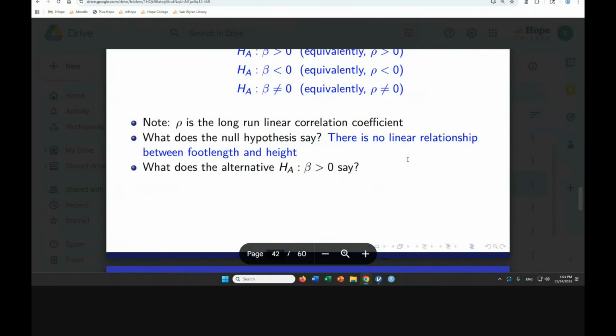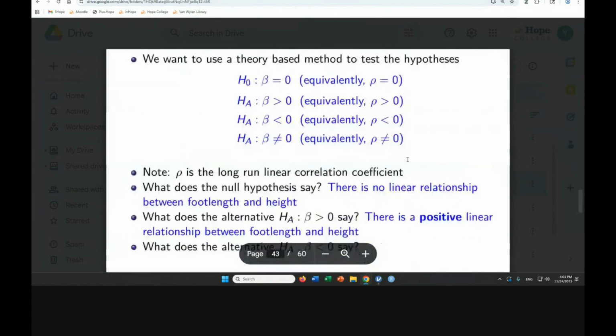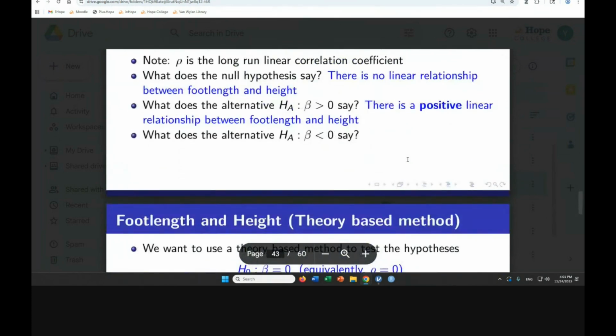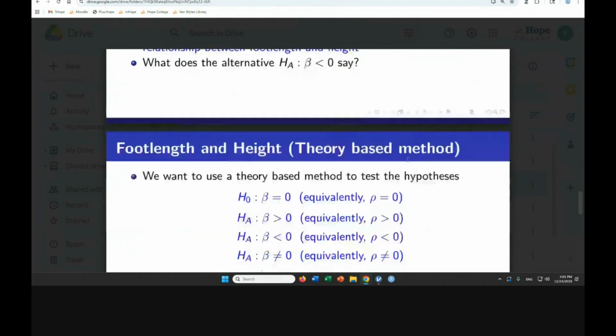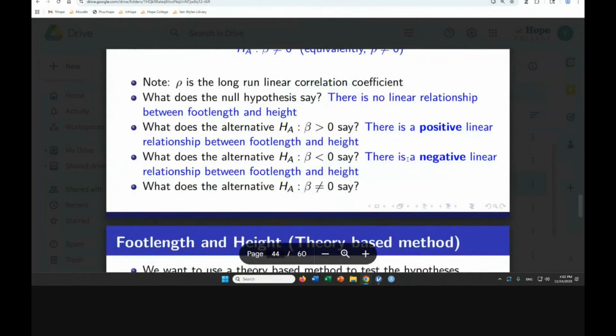All right. Anyone care to tell me what does beta greater than 0 say? If beta equals 0 is no linear relationship, what do you think beta positive tells you? Yes, there is a positive linear relationship. And I'm sure once I've told you this, what does less than 0 say? That there is a negative linear relationship. What do you think beta not equal to 0 says?